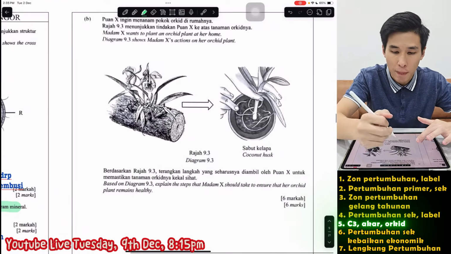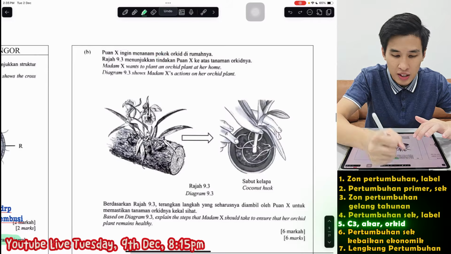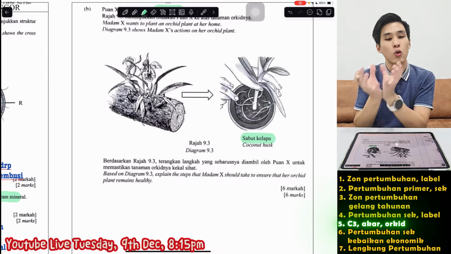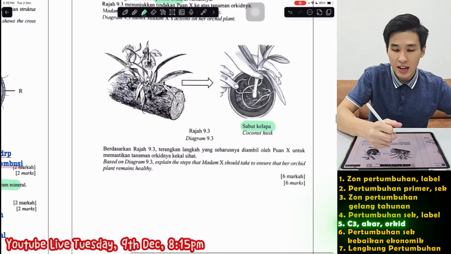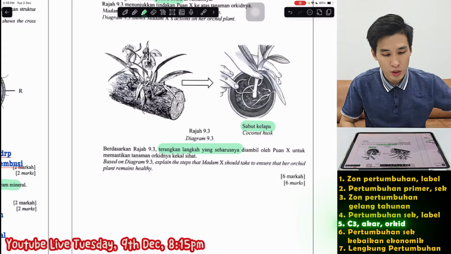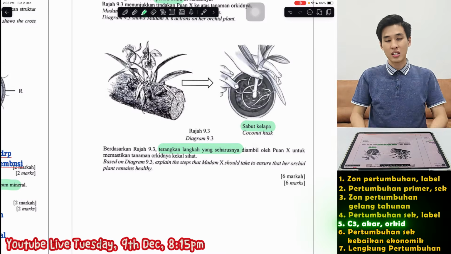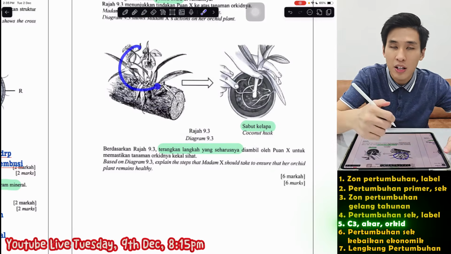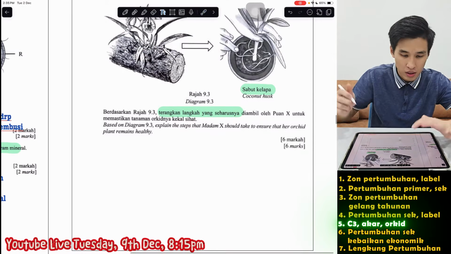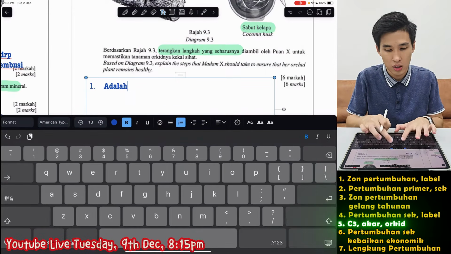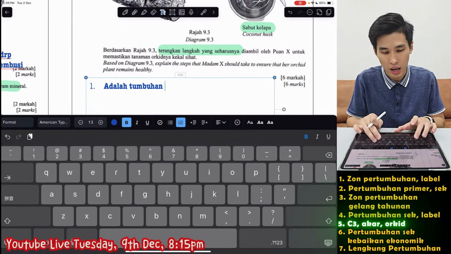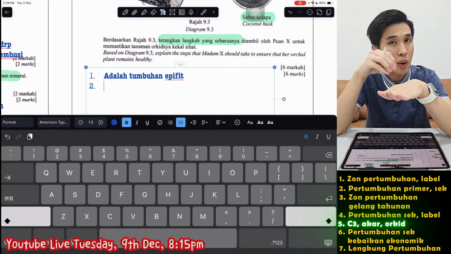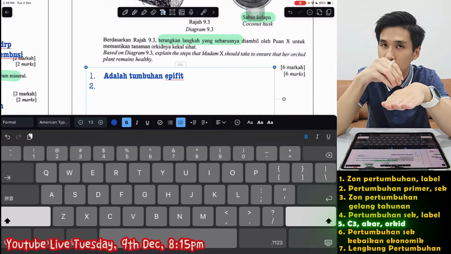They quite like to ask this one, whereby pokok orkid macam mana menanamkannya. So here they say they use a sabut kelapa, a coconut husk. So they ask, terangkan langkah yang seharusnya diambil oleh Puan X untuk memastikan tanaman orkidnya kekal sihat. Okay, so this is an essay question. First, we explain first. Orkid adalah tumbuhan epifit. So tumbuhan epifit adalah tumbuhan yang mesti bertumbuh pada pokok perumah, but dia tidak akan mencederakan pokok perumah.